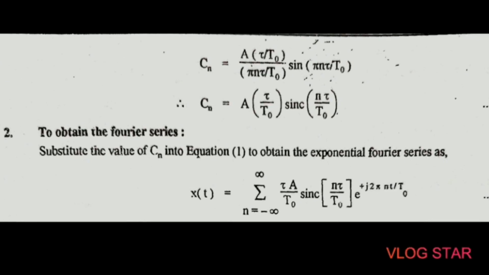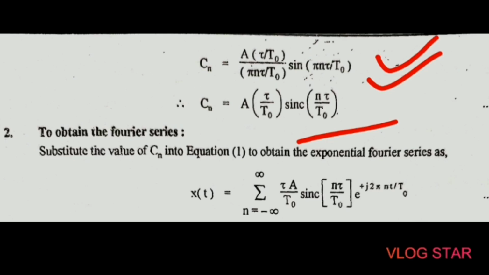divided by t0. Okay, so multiply and divide the right hand side term by tau upon t0. Then we get Cn is equal to a into tau upon t0 upon pi n tau divided by t0 into sine of pi n tau upon t0. As we know that sin pi x divided by pi x is equal to sinc of pi x. So here we can use this identity in terms of sin pi x divided by pi x as a sinc function. So the equation becomes Cn is equal to a into tau upon t0 into sinc of n tau divided by t0. Okay, so this is the value of Cn.